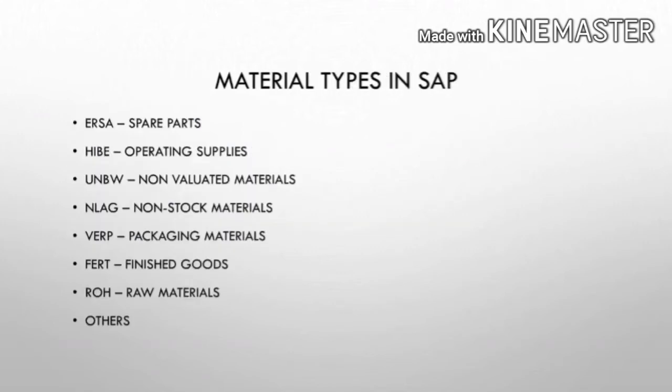Now let us see the different types of materials in SAP. So the different types of materials are, first one is ERSA, that is spare parts, HIBE, that is operating supplies, UNBW, that is non-valuated material, NLHE, that is non-stock material, VERP is packaging material, FERT is finished goods, and ROH is raw material, and there are many other materials.